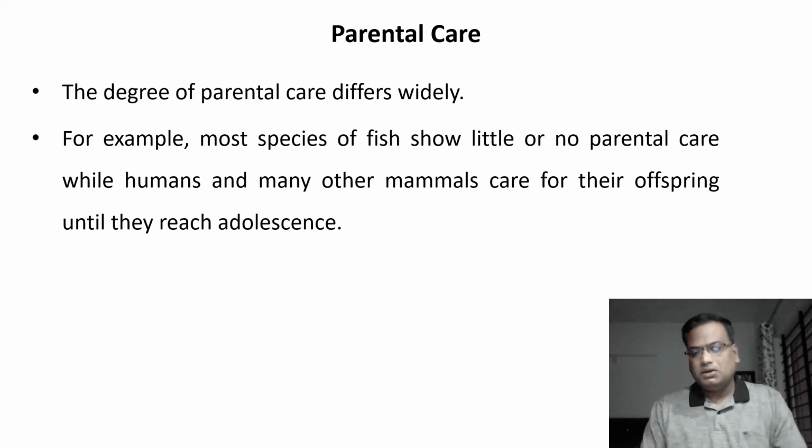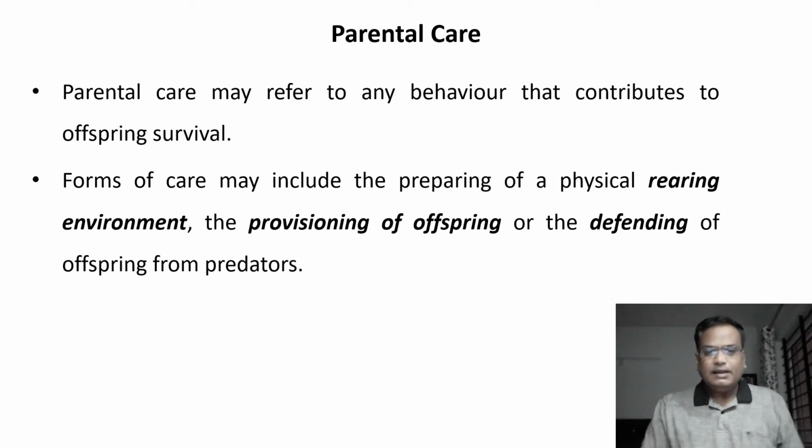But in case of human beings, what happens? The parents take care of their offsprings up to the age of adolescence. So that is how the parental care is observed maximum in human beings, and it differs from group to group. Parental care may refer to any behavior that contributes to offspring's survival.